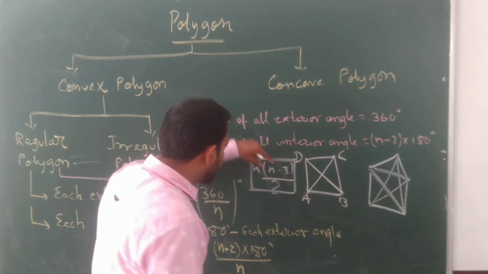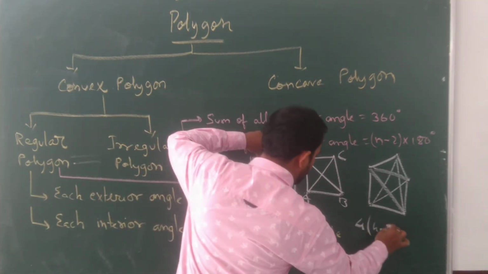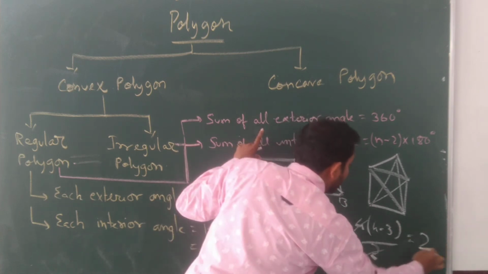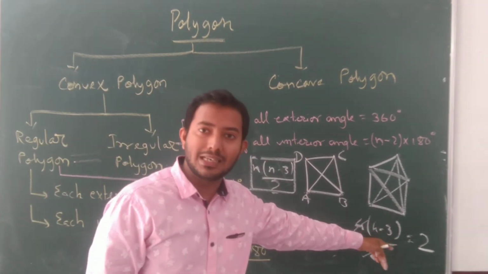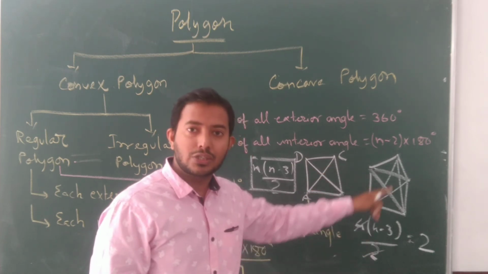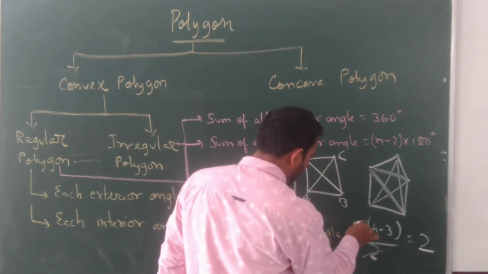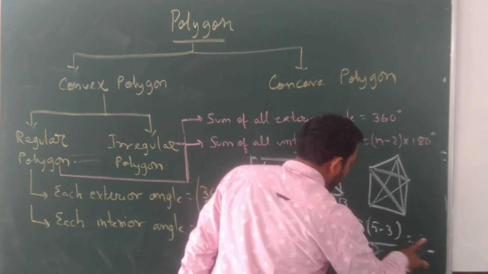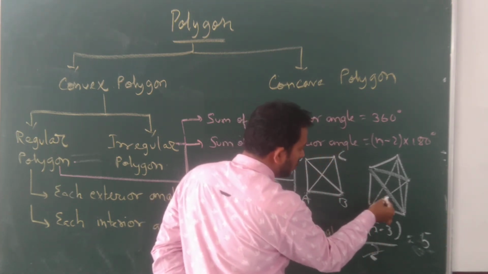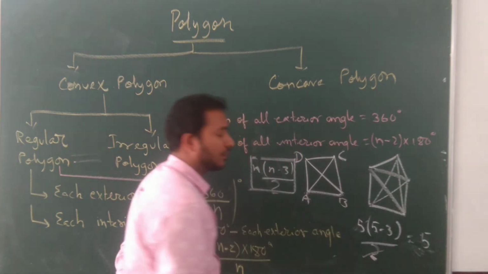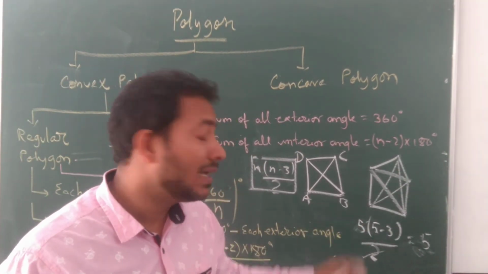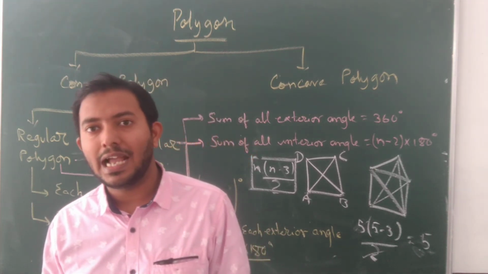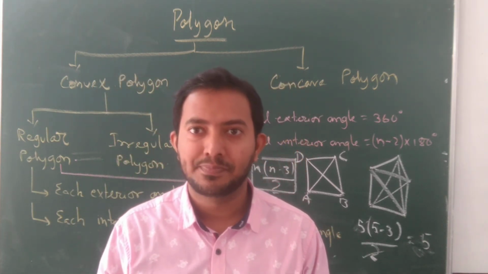So for a quadrilateral, check here, it is 4 into (4 minus 3) by 2. 4 minus 3 is 1, and 4 by 2 is 2, so we are getting 2. So the number of diagonals in a quadrilateral is 2. We can count 1, 2. Now let's go for the pentagon. Here we have 5. So 5 minus 3 is 2, and the 2s cancel, we get 5. If you count here 1, 2, 3, 4, 5, there are 5 diagonals in a pentagon. This way you can find the number of diagonals in an n-sided polygon. I hope you people have understood. Thank you very much.